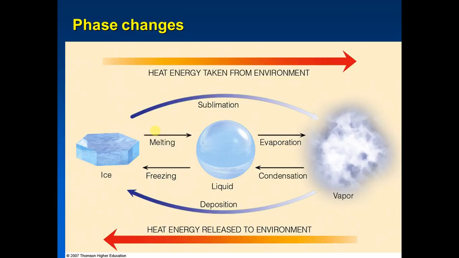Deposition is the opposite of sublimation, where vapor turns directly into ice. So instead of the water vapor condensing into liquid and then freezing to ice, the vapor goes directly into ice, and this releases energy. Whereas sublimation needs energy to happen, so it cools the environment, deposition warms the environment.